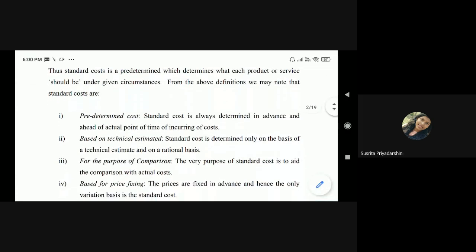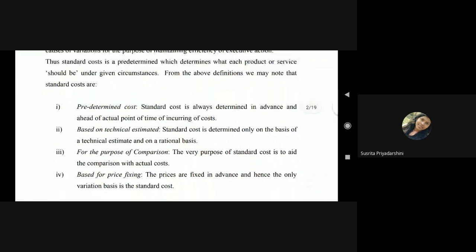That estimation, that predetermined part, is known as the standard cost. Next, based on technical estimates. So it is not arbitrarily that we are doing anything. Arbitrarily means all of a sudden, whimsically, we are not doing that. We are making each and every effort, with proper efficiency and proper calculation, with accuracy. So here all the technical estimation is done.